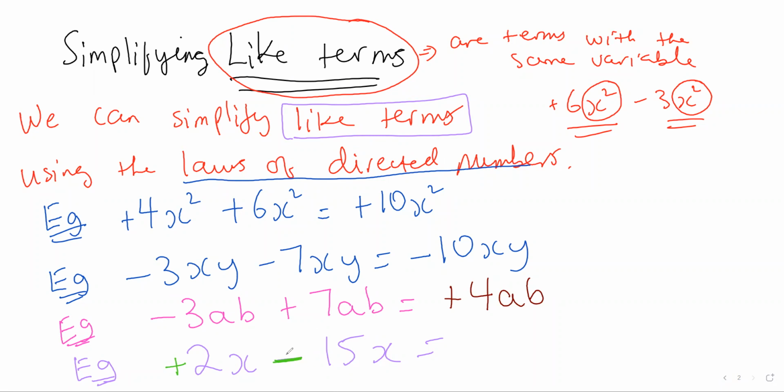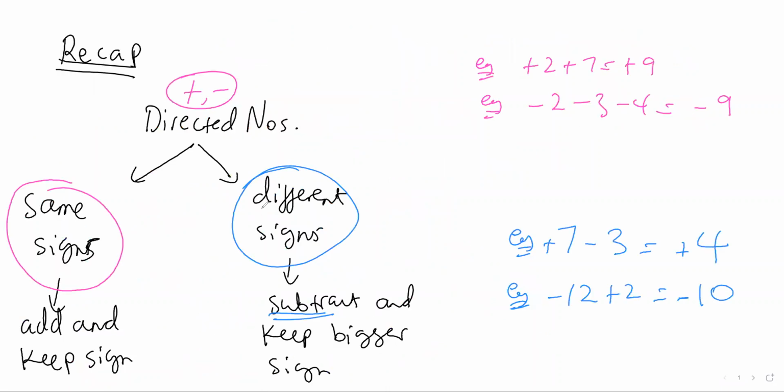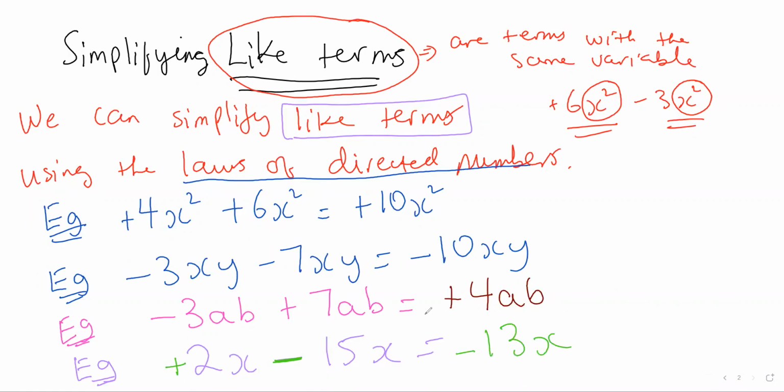So in this case, we're using the different signs law, which is subtract and keep the bigger sign. So we have here 15 take away 2 is 13x, of course, and we keep the sign of the bigger number, right? Because we use the different signs law. Let us go back a second. Different signs law, we subtract and keep the bigger sign, right? So this is extremely important. It's okay to make mistakes in the beginning. That is part of the learning process. Because we make the mistakes now, later down the road we're going to master this, right?